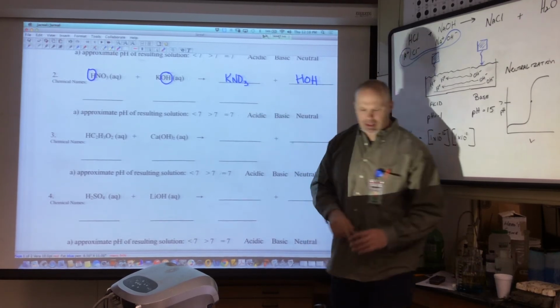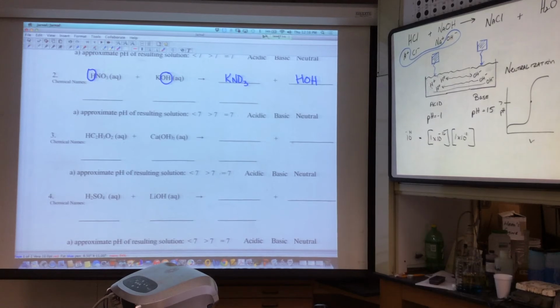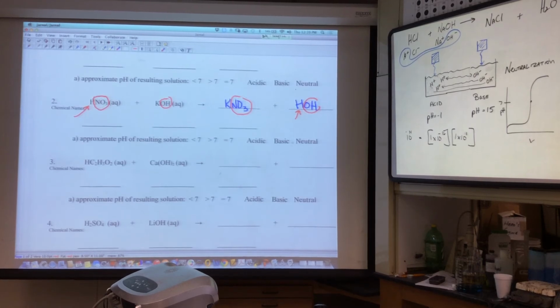Now do we have to balance this? Well, of course you have to balance it, but is it balanced? When you balance, party people, keep the polyatomic ions together. Here's one nitrate, here's one nitrate, here's one hydroxide, here's one hydroxide. Here's one H outside the hydroxide, here's one H. So it might be nice to keep the water whole, so you can easily balance it. Okay? And is this solution acidic or basic or neutral?